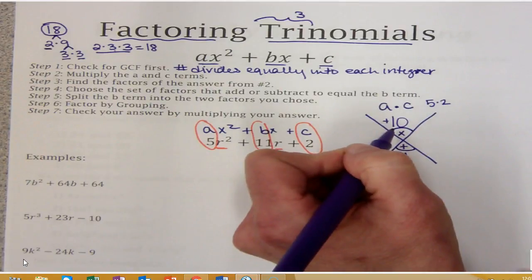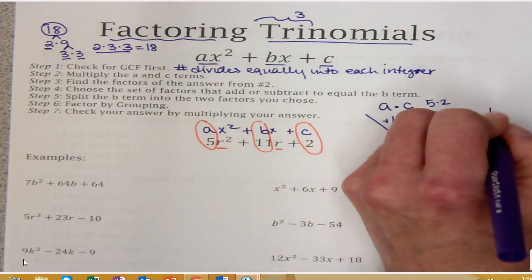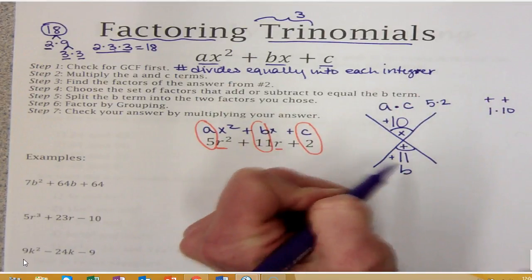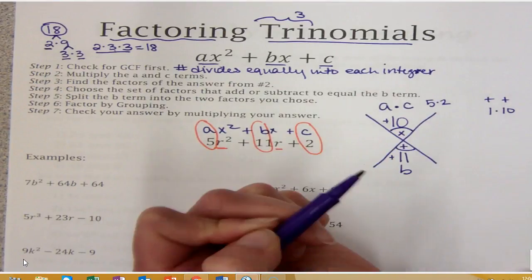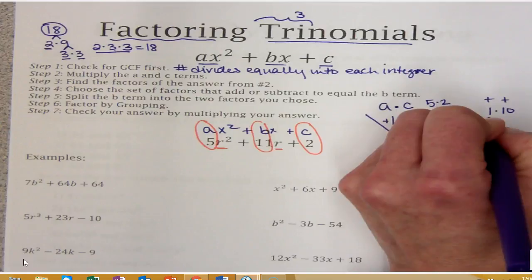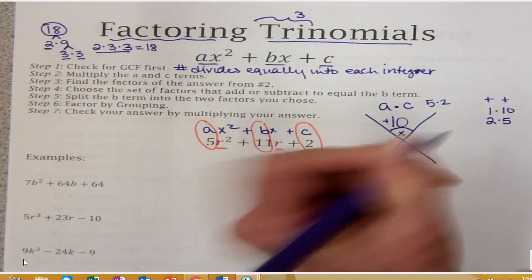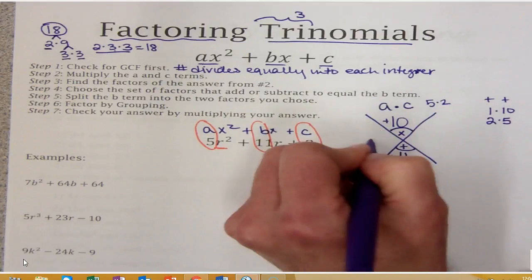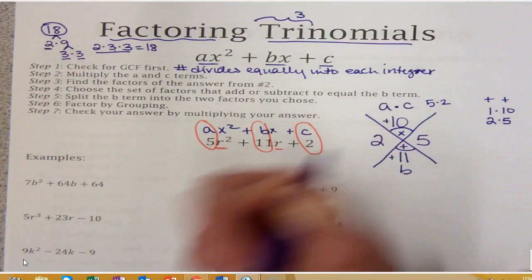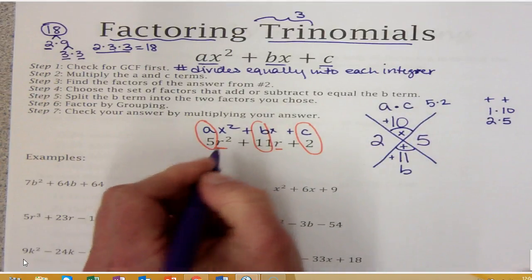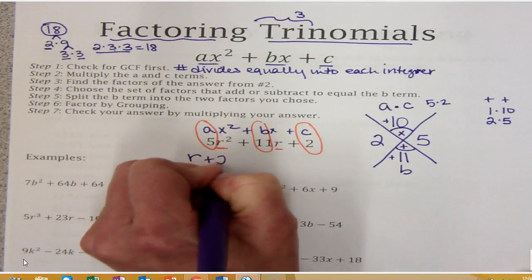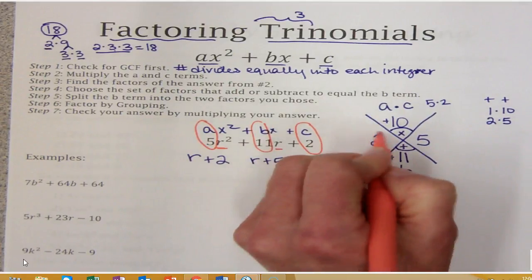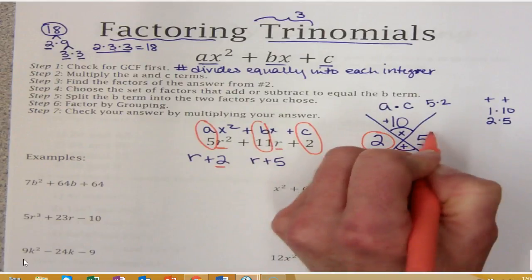So what two numbers multiply to give me 10? 1 and 10. And I know that both are going to be positive because these are all positive numbers. And 2 times 5. No other numbers multiply to give me 10. So I put my two factors here and here. Then I'm going to take my x plus 2 and x plus 5. I'm getting my 2 from here and my 5 from here.